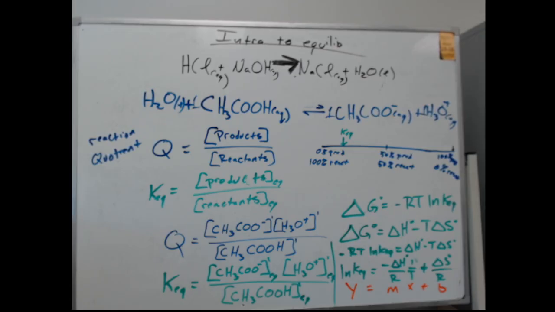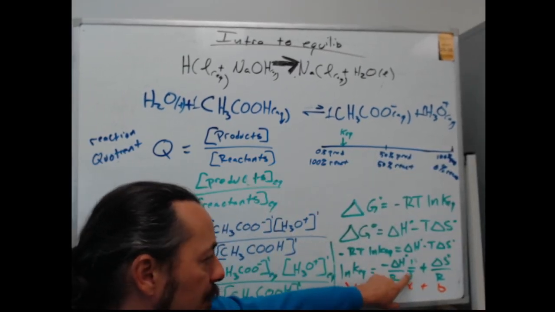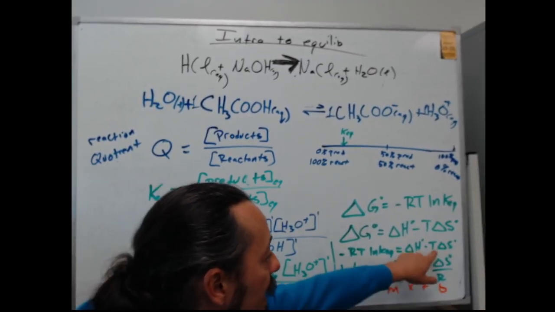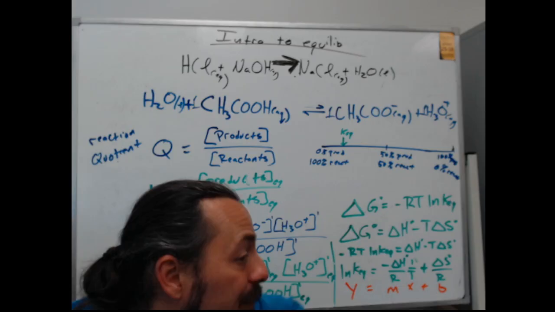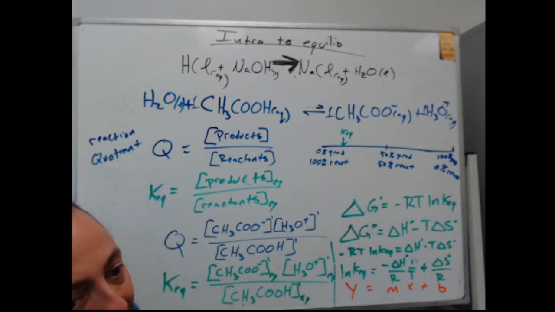I'm confused on how the 1 over T. Oh, that's because of the negative RT. I divided the negative RT over. Notice it's just ln KEQ here, so I divided that over, so it's RT on the bottom, negative RT. The T's cancel out over here. And so that's what allows us to set this up as a linear plot.